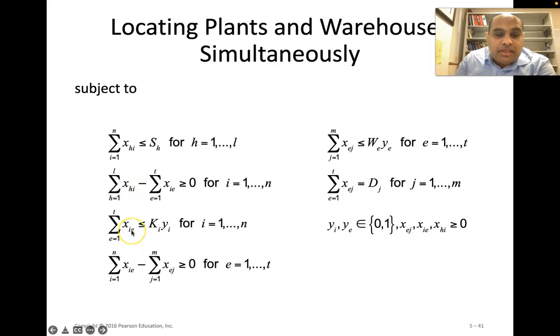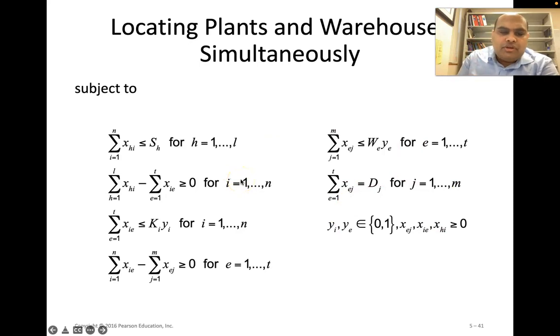Whenever you have a subscript E, that is for the warehouse location, and whenever you have a subscript J, that's for the demand location. I is for the plant location, J is for the demand location, H is for the supplier, and E is for the warehouse. That's how these are set up.